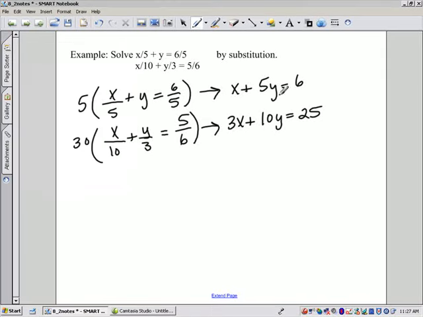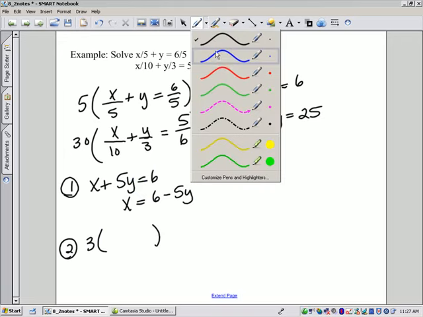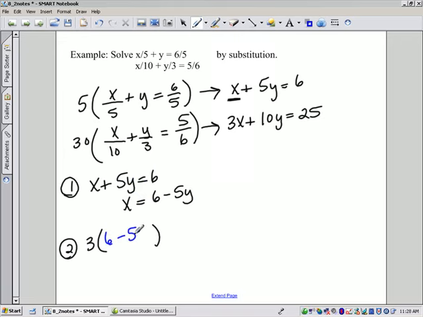Okay, so now we have a system where we don't have one of the variables isolated. So we've got to isolate one of the variables in one of the equations, and it doesn't matter which one we choose. Since the first one contains just an x by itself, that's actually the easier one to use. So if we first solve x plus 5y equals 6 for x, we would get x is equal to 6 minus 5y. And then we substitute that into the second equation in place of x. So in place of x, we're going to have 6 minus 5y, then plus 10y is equal to 25.